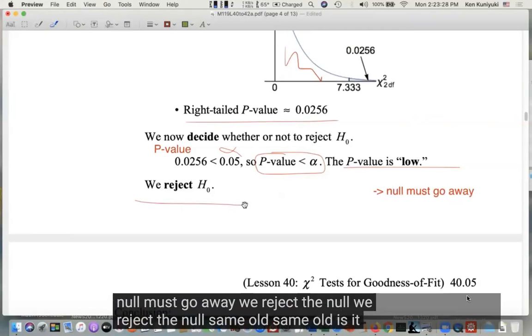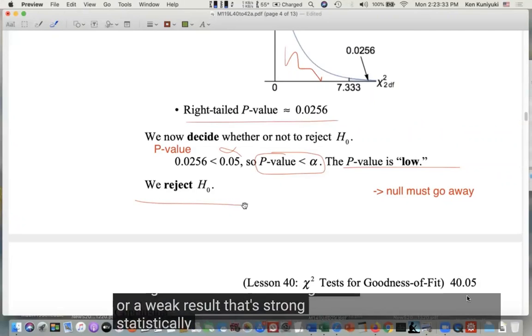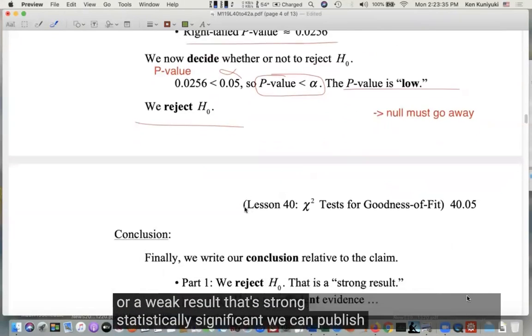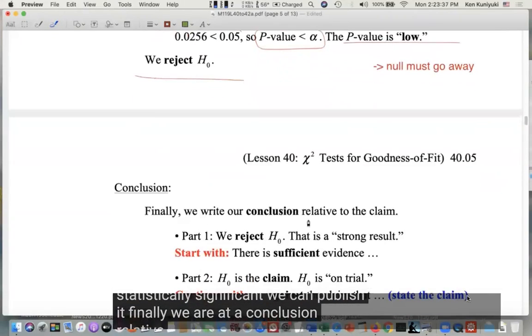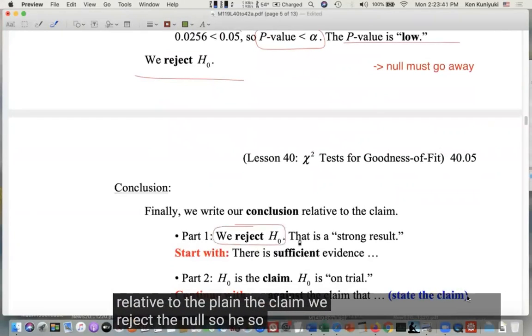Same old, same old. Is that a strong result or a weak result? That's strong, statistically significant. We can publish it. Finally, we write a conclusion relative to the claim. We reject the null, so that's a strong result.